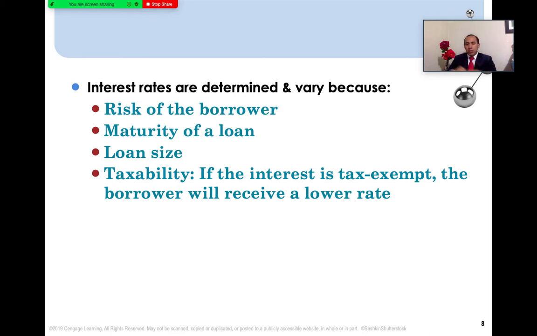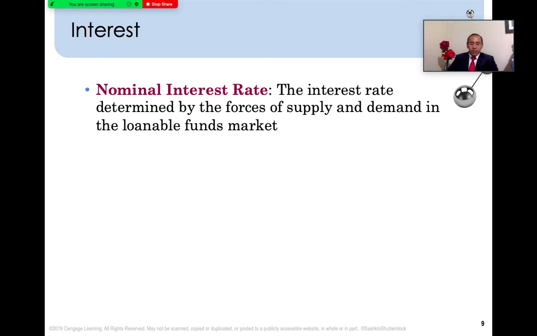But for the most part, it's actually very close to the same standard for most consumers, depending on the conditions. So for interest rates themselves, we have two different categories. One of them is the nominal interest rate, and the nominal interest rate is the interest rate that is determined by the forces of supply and demand in the loanable funds market.